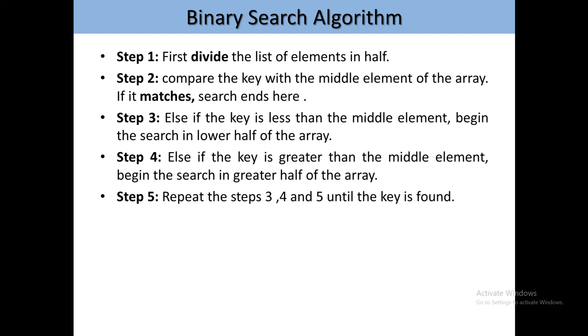Step number 3, else if the key is less than the middle element, then we have to begin the search in the lower half of the array, as I told you earlier. Step number 4, otherwise if the key is greater than the middle element, then we have to begin our search in the greater half of the array, that is the second part. Step number 5, we have to repeat steps 3, 4 and 5 until the key is found. So this is the algorithm.